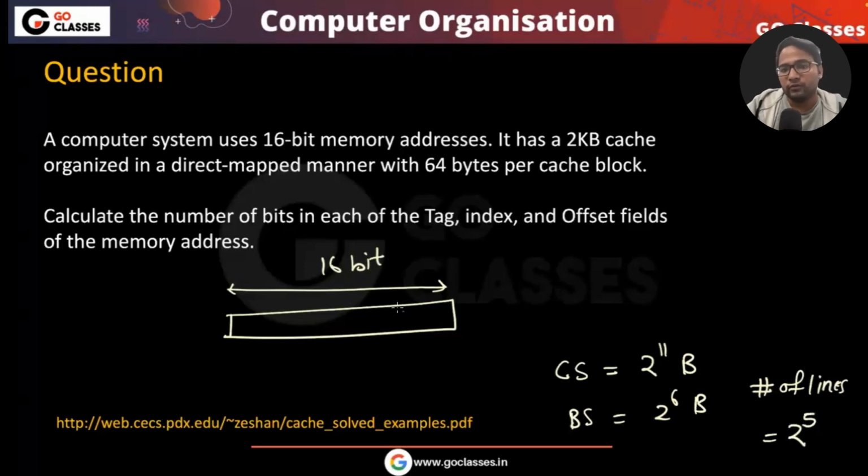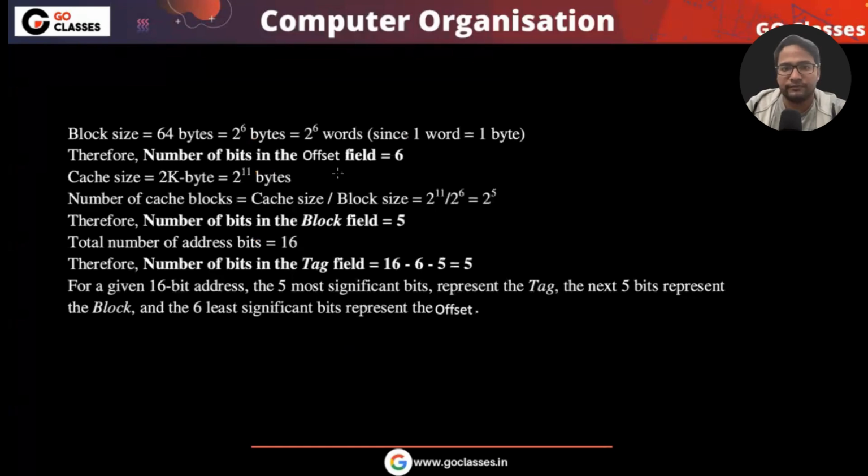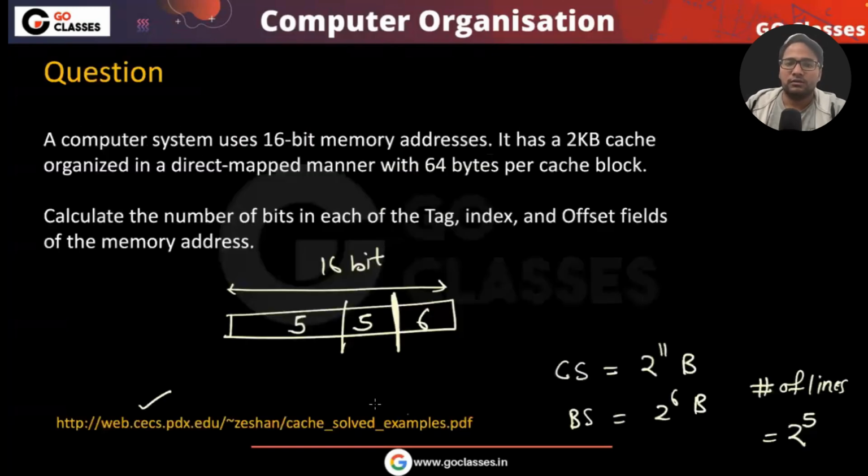2 power 5, which means the block offset, you can definitely tell me, is 6. Here you can tell me 5. So this is 11 and the remaining will be 5, right? So 5, 5, 6 should be your answer, right? That question I have taken from this university. Let's just see. Offset is 6, and the remaining one is 5. Okay. Easy one, right? Understood?